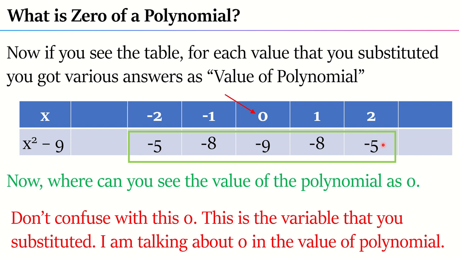Let me also clarify. By zero of the polynomial, you should see the green highlighted value of the polynomial and not the value of x. This is the value of x or the variable that you are substituting to get the value of the polynomial. I am focused on getting 0 as this value of the polynomial.